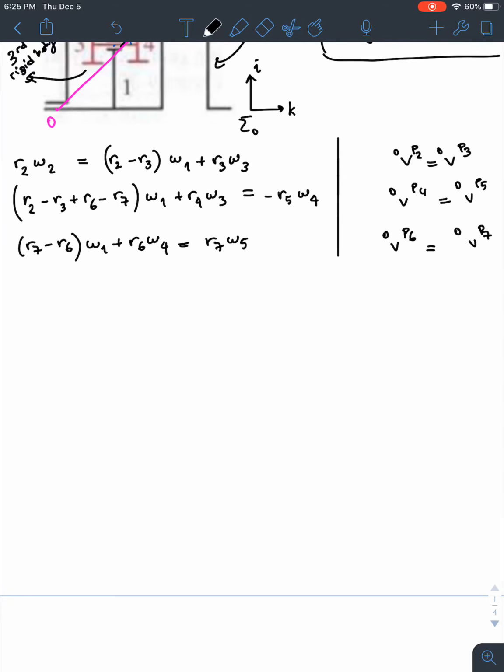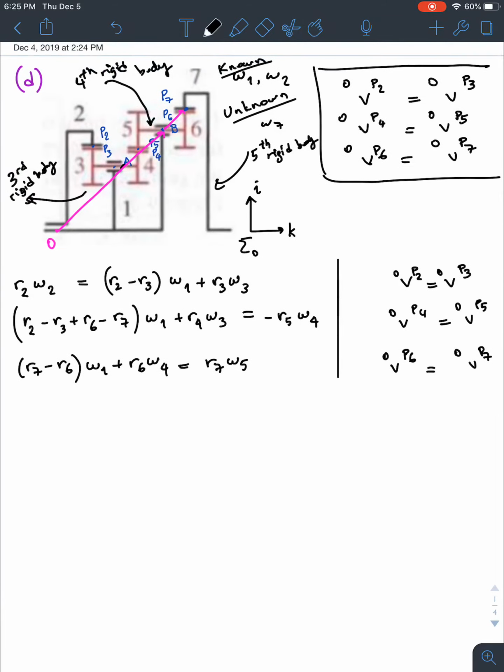Okay, so far so good. Now what we need to do is just eliminate from these equations omega 3 and omega 4. So I just called this angular velocity of gear 7 omega 7 here, but let's call that omega 5, I guess, since it is the fifth rigid body. So what I need to do is essentially eliminate from these equations omega 3 and omega 4 and get left with a relation between omega 1, omega 2, and omega 5. And that's going to be the end of the problem.